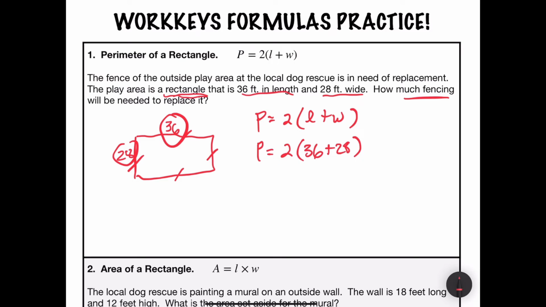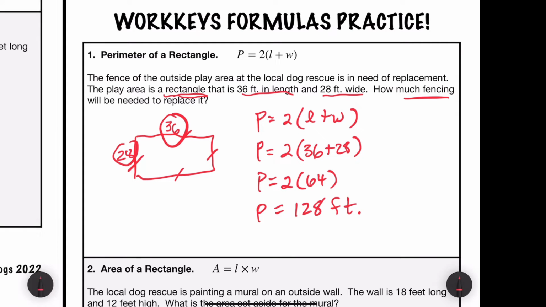And as with most formulas, it's just a little solving equations or order of operations. So perimeter will be 2 times, I'll work in parentheses first, 36 plus 28 is 64. And finally, 2 times 64 is 128. So we will need 128 feet of fencing in order to replace it.